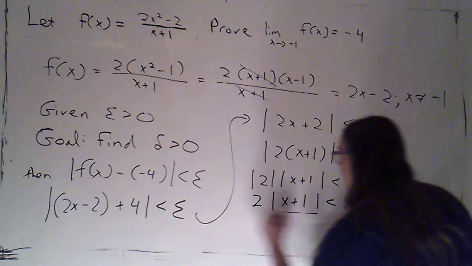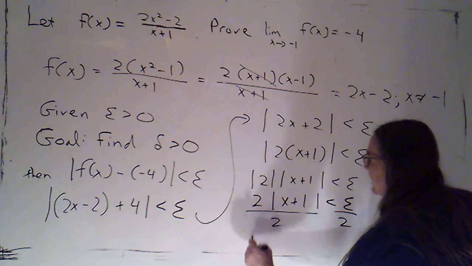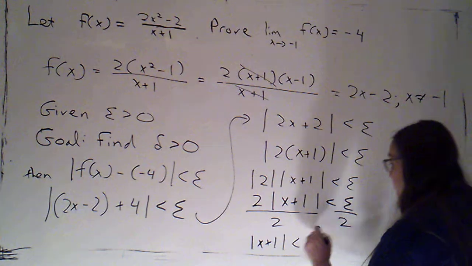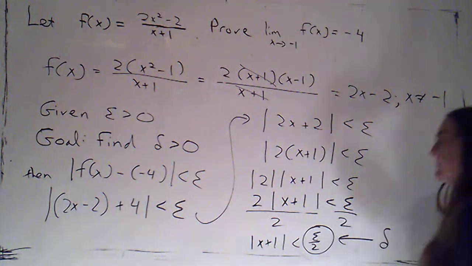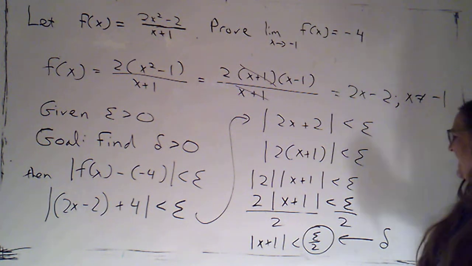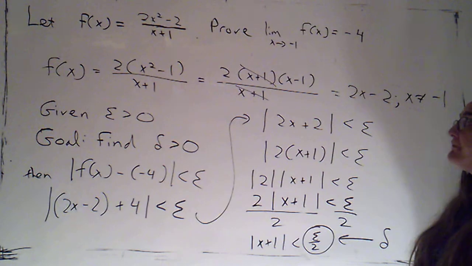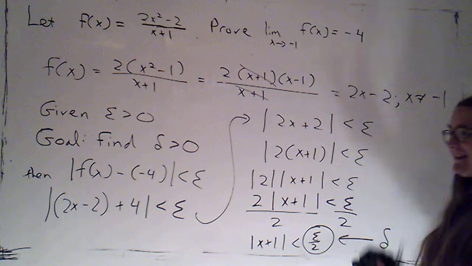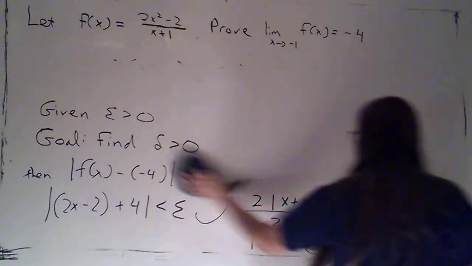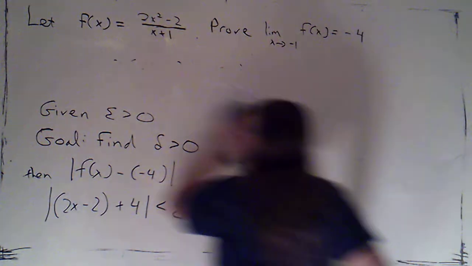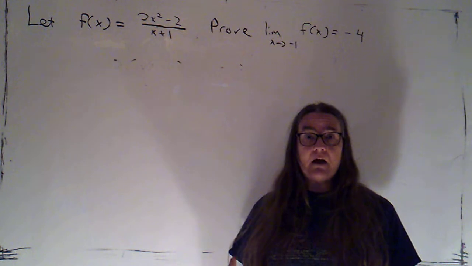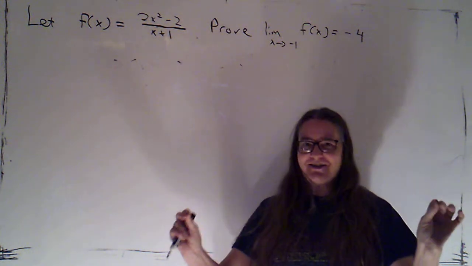But now I could divide both sides of this by 2, and I could say, oh, so the absolute value of x plus 1 needs to be less than epsilon over 2. That is my candidate for delta. Excellent. So now I need to do the formal work to prove that this delta actually does work. And much of what I do in this formal proof is going to be incredibly redundant because it's going to be the same algebra. The difference is it's going to be justified.